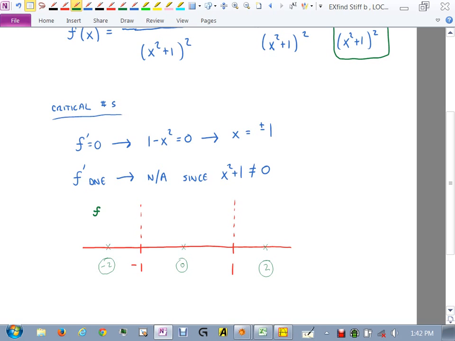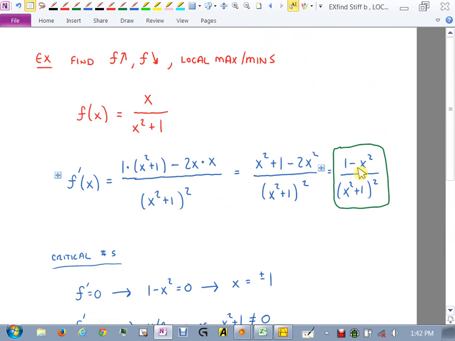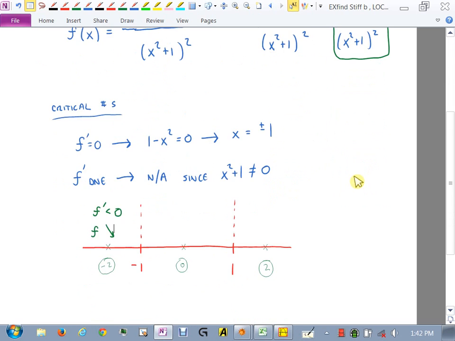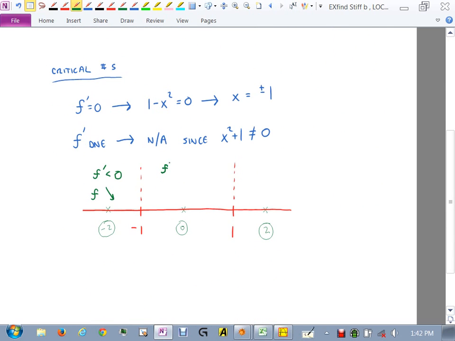So my derivative is negative, which tells you that the original function is decreasing all the way till I get to -1, and then I plug in 0. Plug 0 in, you get 1 on top, which is positive, over positive, which is positive. So my derivative is positive here, which means my original function is increasing in between -1 and 1. And then I do the same thing for 2. And for that, I'll figure it's negative, and therefore it's decreasing.